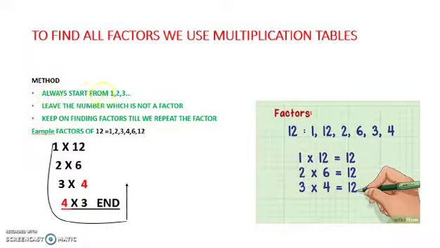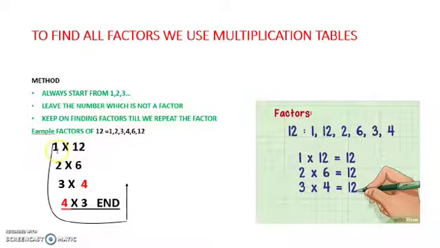So always start from 1, then 2, then 3 and so on till you get the highest factor, which is the number itself. Then leave the number which is not a factor. That means which is not divisible by that number, that you can leave that number. Keep on finding factors till we get the repeat factor.